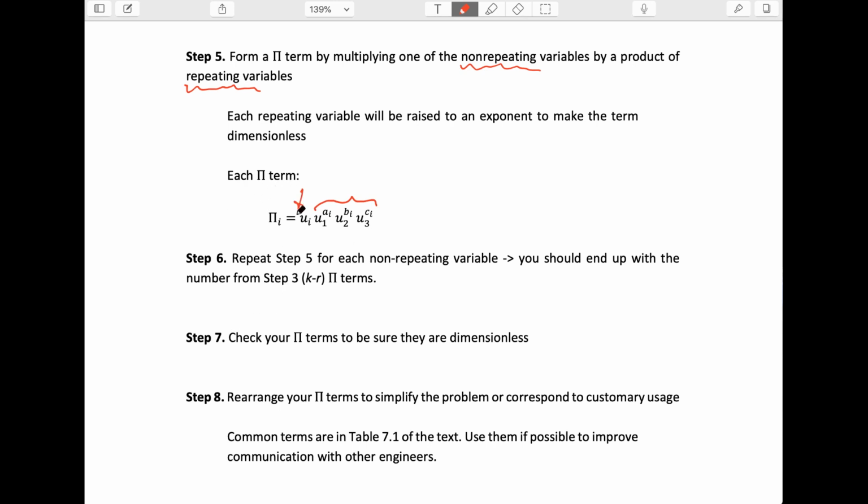What are we going to do next? Well, pretty simple. We're actually going to solve for these 3 exponents, and that's going to make this whole thing unitless or dimensionless. And so we want to use the exponents here along with the dimensions of this one, solve for that to get it to be dimensionless. And then we repeat that for each of the non-repeating variables. And so what we end up with then is a pi group for each non-repeating variable. In other words, that's where we get this k minus r terms.